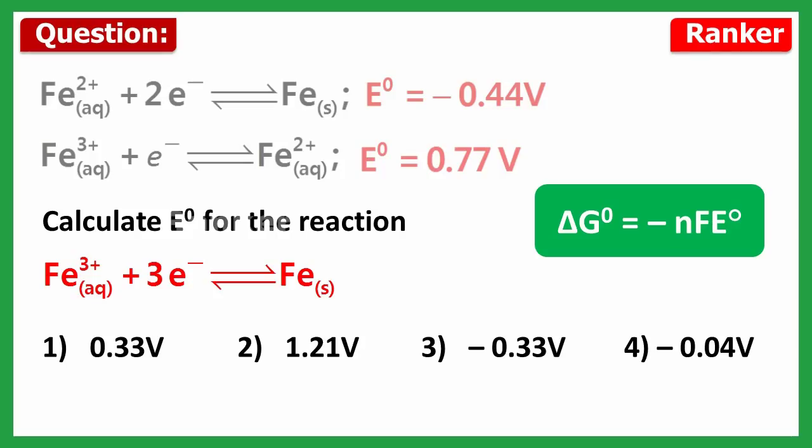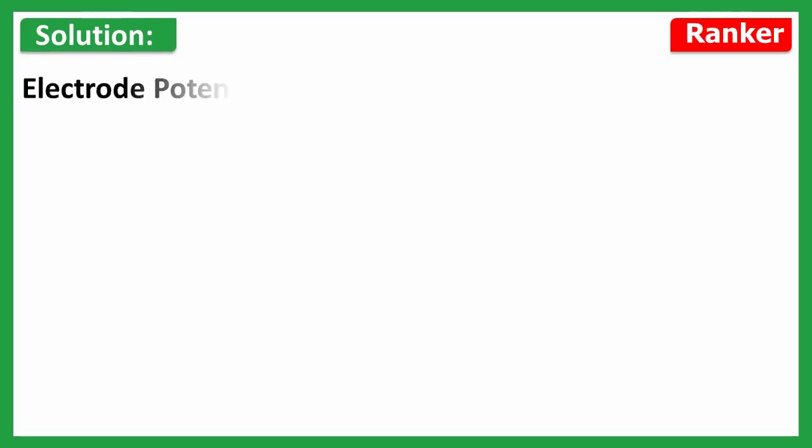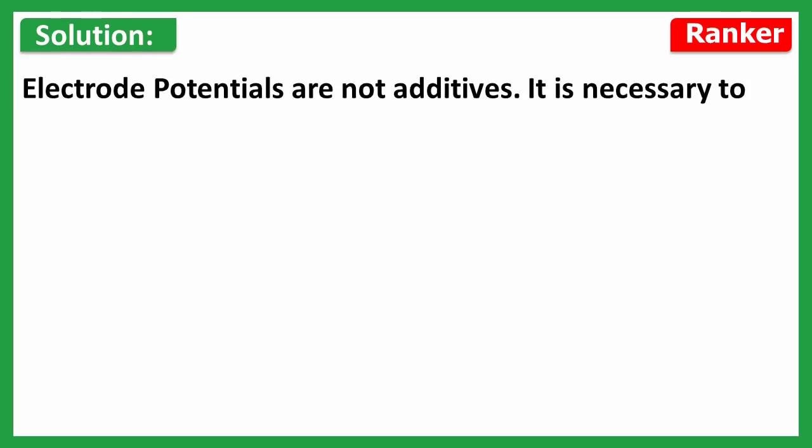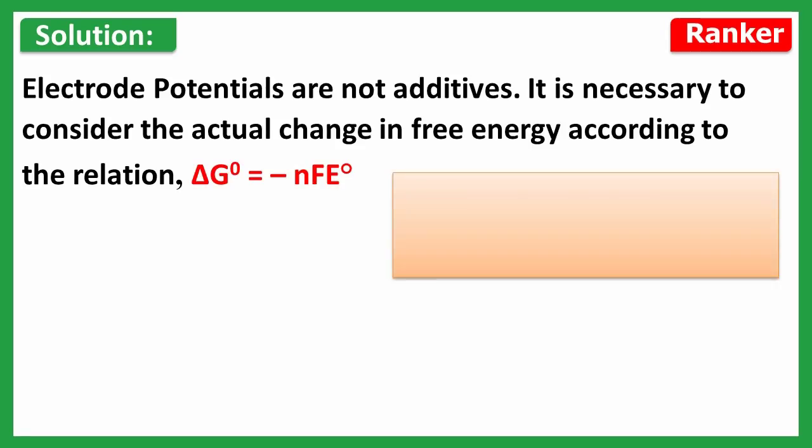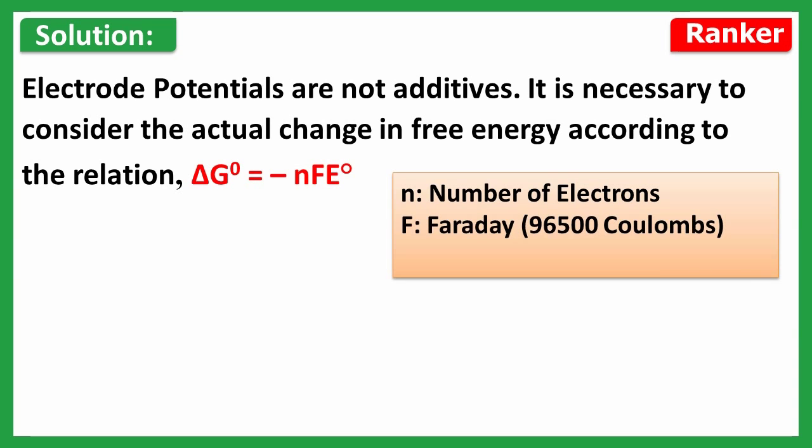Look at the way it is done. Look at the solution. Now electrode potentials are not additive. It is necessary to consider the actual change in the free energy according to the relationship delta G0 equals minus nFE0. This is the equation relating delta G0 with E0. Let me tell you, n stands for the number of electrons involved in the electrode reaction. F is Faraday, it is 96,500 coulombs, and E0 stands for standard reduction potential.